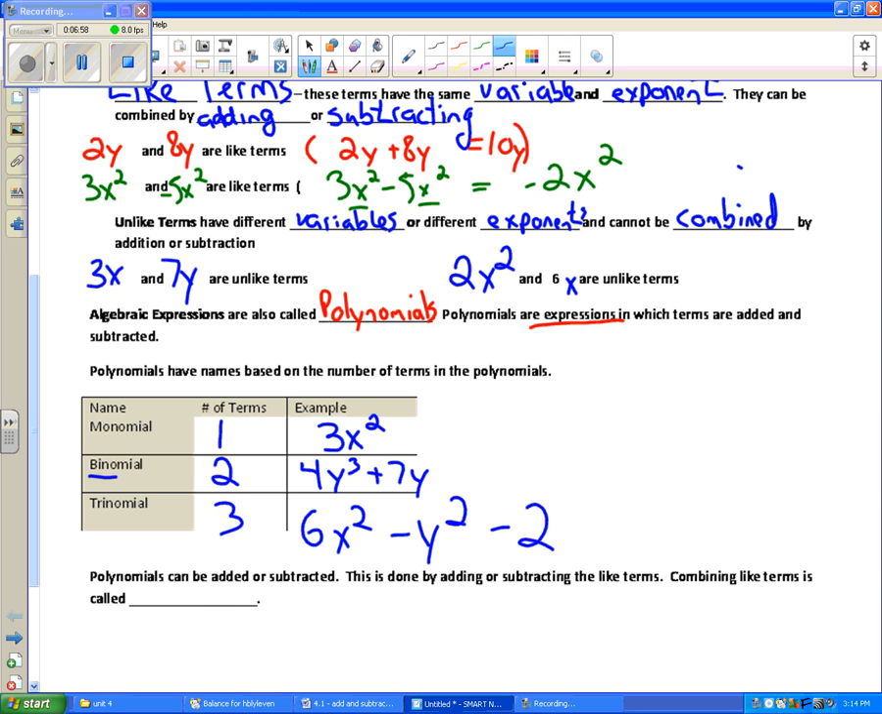Polynomials can be added and subtracted, and this is done by adding and subtracting the like terms. Combining the like terms, that's called simplifying. Simplifying. I'm spelling that word wrong. Let me erase that and do that again. Simplifying. Okay, and that is called simplifying. Let's do a few examples, and hopefully all the stuff will start making some sense for us.